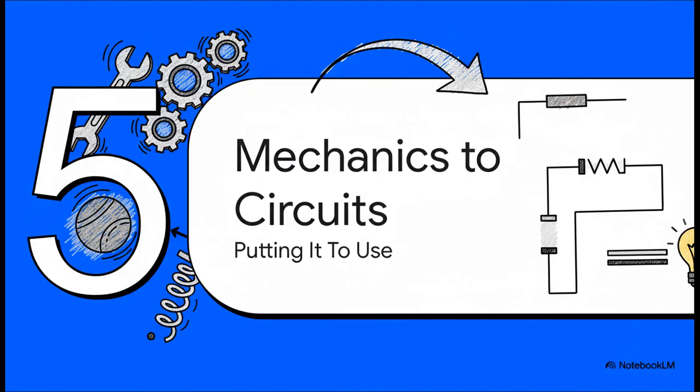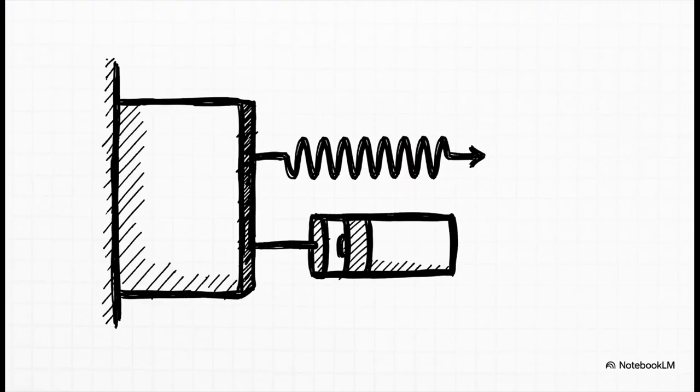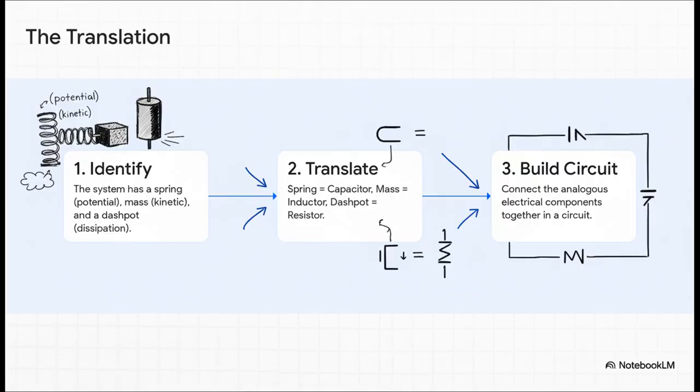All right, enough theory. It's time to put this new language to use. Let's see what happens when we try to translate a real-world mechanical problem into a simple electrical circuit. Okay, so we're going to take a classic example right out of a physics textbook, a spring hooked up to a mass with something called a dashpot to add a bit of friction. It looks like a purely mechanical system, but is it? So let's walk through it step by step.